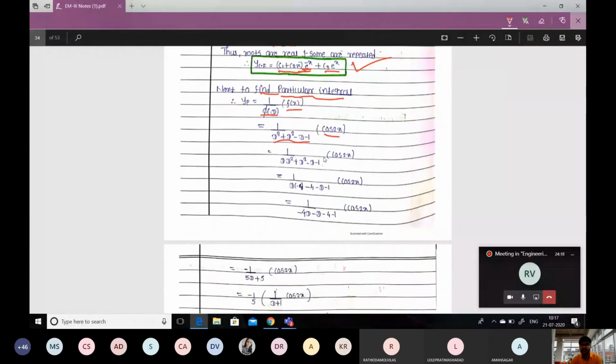So now what is the formula? The formula for trigonometric function, let me remind you, 1 upon phi of D square. Now here cos term is present, so I am writing in terms of cos(ax + b). It is equal to, you have to replace D square term by minus a square, phi of minus a square, cos(ax + b). That's the formula. Okay, and now look at here.